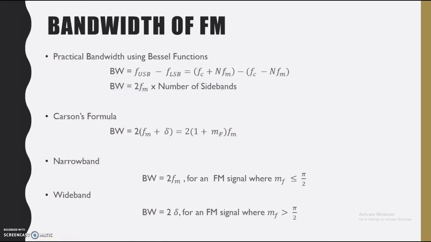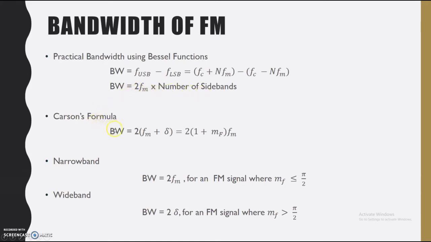Moving on to the next topic, which is the bandwidth of FM. There are 4 types of computing the bandwidth of FM. First is practical bandwidth using Bessel functions, where bandwidth is equal to f sub USB minus f sub LSB, which is equal to f sub c plus n times f sub m minus f sub c minus n times f sub m, where the bandwidth is equal to 2 times f sub m times the number of sidebands.